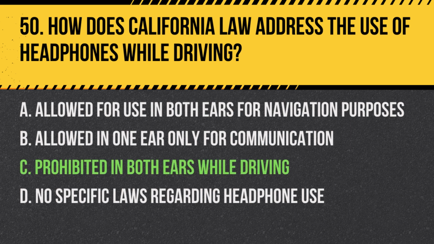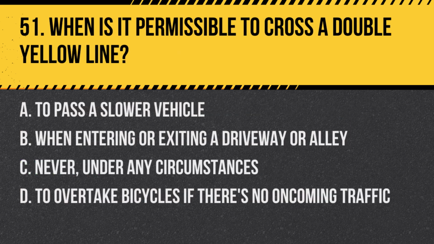Answer. C. Prohibited in both ears while driving. Using headphones in both ears can distract drivers and is illegal. Question 51. When is it permissible to cross a double yellow line? A. To pass a slower vehicle. B. When entering or exiting a driveway or alley. C. Never, under any circumstances. D. To overtake bicycles if there's no oncoming traffic.